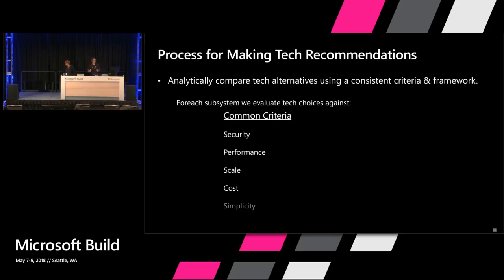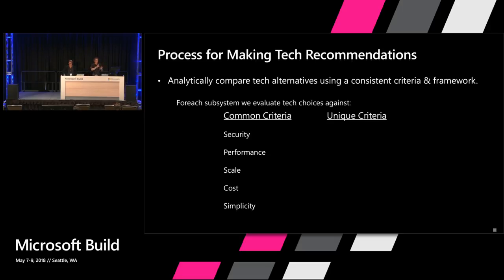Some of the criteria was consistent across every subsystem. Roughly, these kind of map to cross-cutting concerns. There are some additional ones here. Security, perf, scale, cost. Simplicity is a fascinating one because what's really easy for Corey might be hard for me because we have different skills and experience between us. So when you look at our technology recommendations, keep that in the back of your head. These might not be the right thing for you or your team. That said, we've proven them, and they will work. And that's what our solution accelerators are in part showcasing.